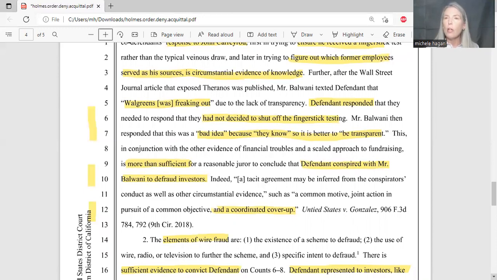And I thought it was very interesting here, this quote here. Indeed, a tacit agreement may be inferred from the conspirators' conduct, as well as other circumstantial evidence, such as a common motive, joint action in pursuit of a common objective, and a coordinated cover-up. Very interesting language. Very interesting.